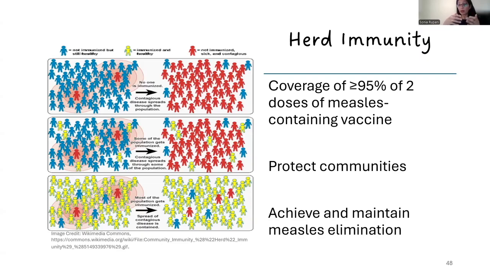So we always aim for herd immunity to help protect the communities, to help protect the children, and to achieve and maintain that measles elimination status that we earned back in 2000.